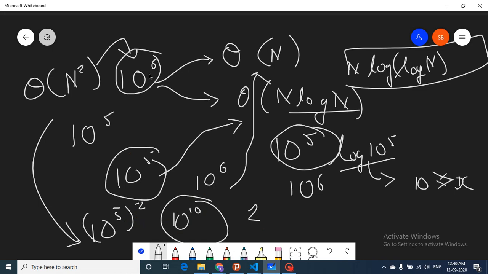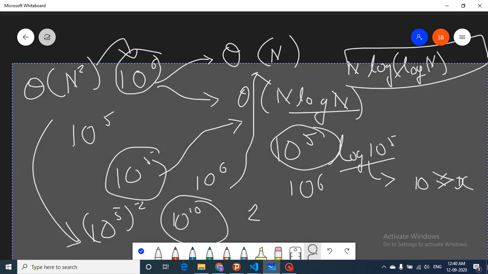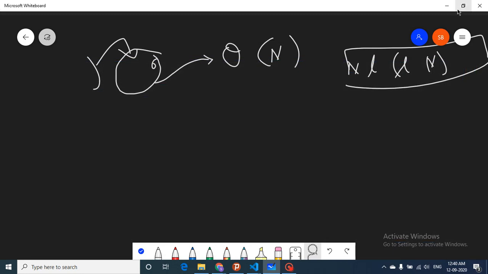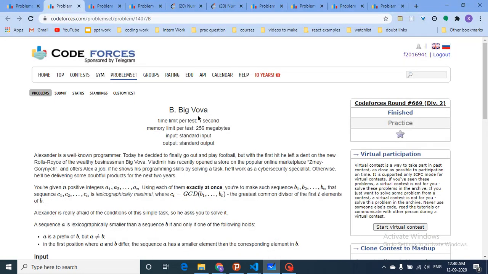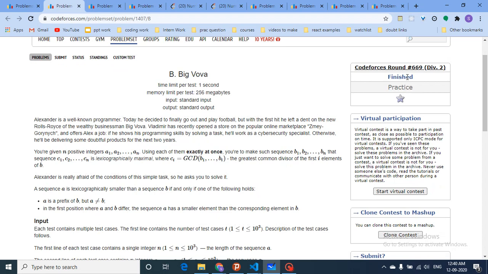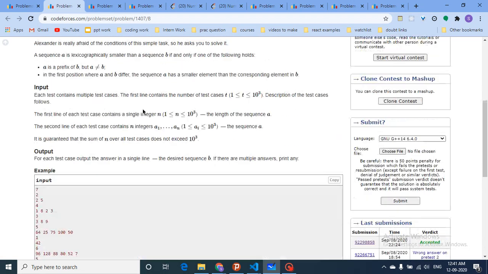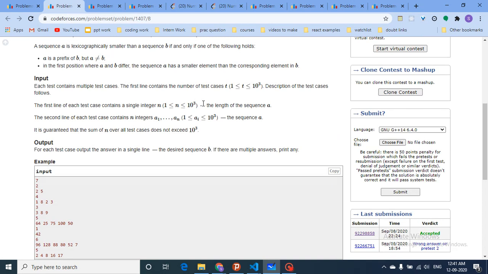If you see this constraint, I will tell you how to see those constraints. Okay, so let's move on to some question part, and also erase this because I will tell you more. Okay, so let's come down to the first question. It is a latest problem which was asked in Codeforces Division 2 669. You can read this question, but let's directly come down to the constraint parts.